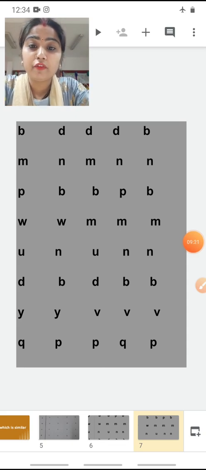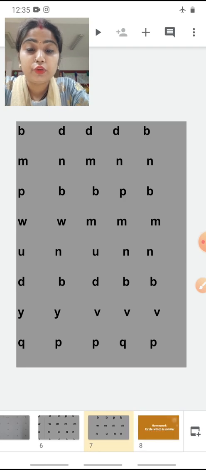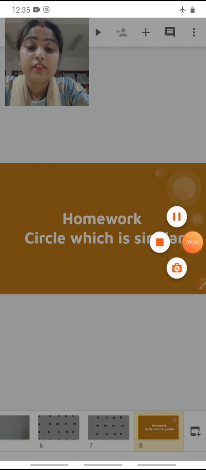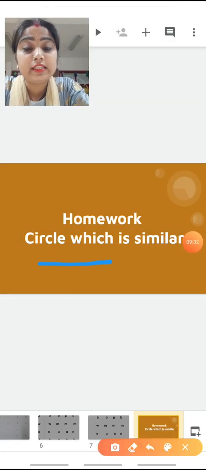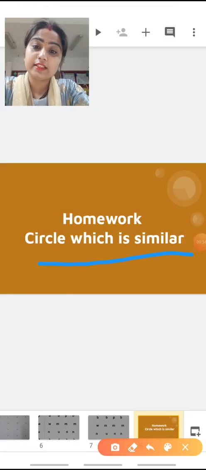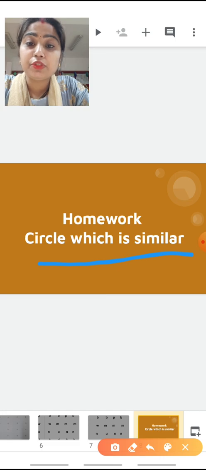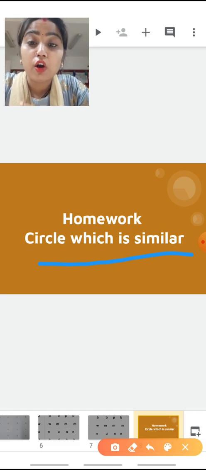Okay children, what we have done today? We have done circle which is similar. So your today's homework is, you have to do the exercise circle which is similar. Understood how you all have to do? You all have to do in your books, and the students who are not having their book, for time being they all can do the exercise in their English notebook. Okay, but you all have to do children in your notebooks.